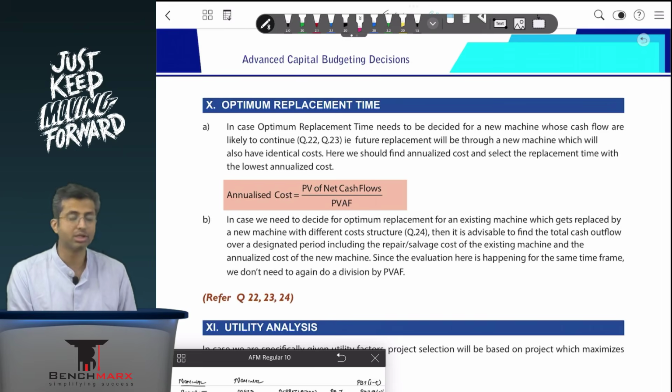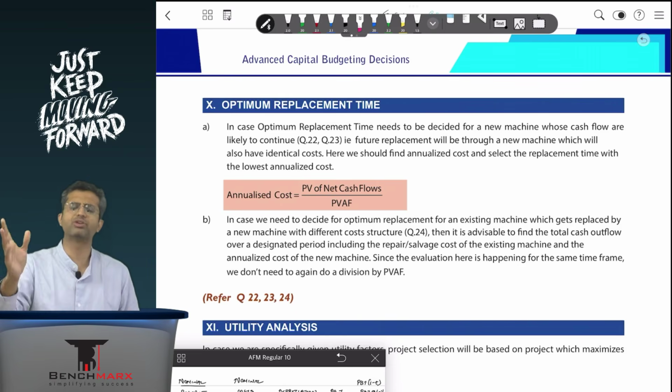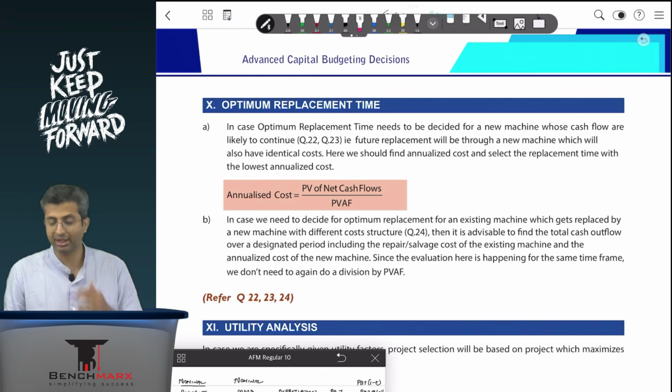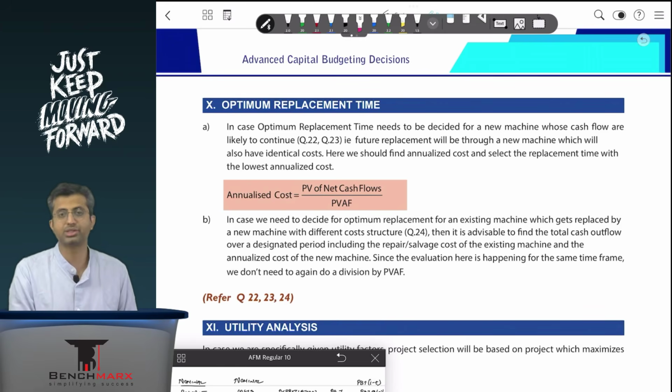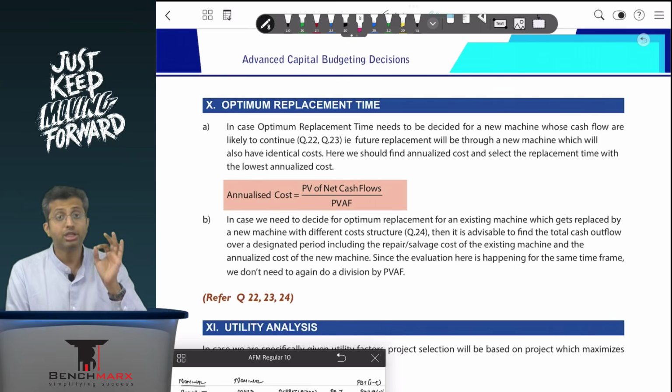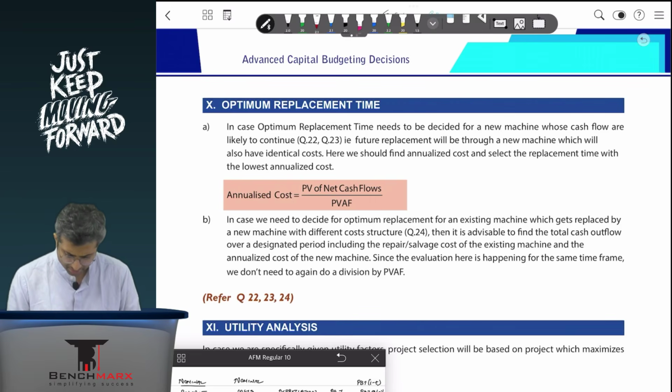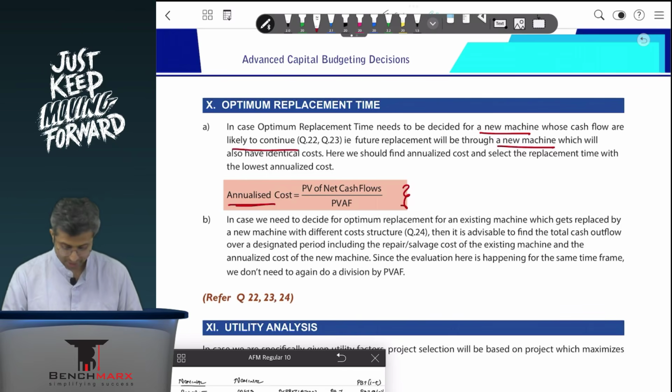Now the problem over here is when you do this working, you cannot just compare and say, okay, whichever gives me the lowest cost you select, because they are having different lives, and if they have different lives, there's a concept of annualized cost, that is divided by the PVAF to find the effective annualized cost. That means on a per annum basis, what is the cost which is incurred equally for running? The option which gives you the lowest will be the option that you will select. So in case of optimum replacement time for a new machine whose cash flows are likely to continue, replacement will be done by calculating annualized cost, that is PV of net cash outflows upon PVAF.